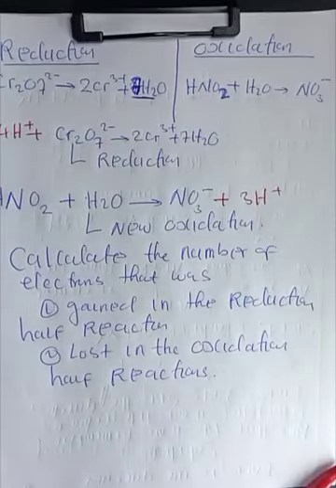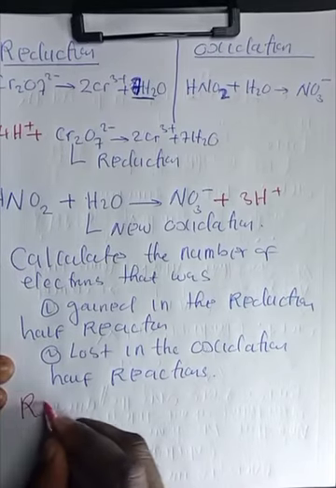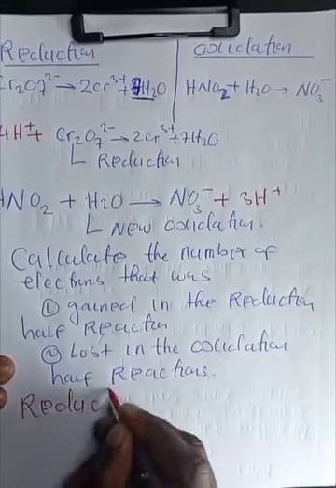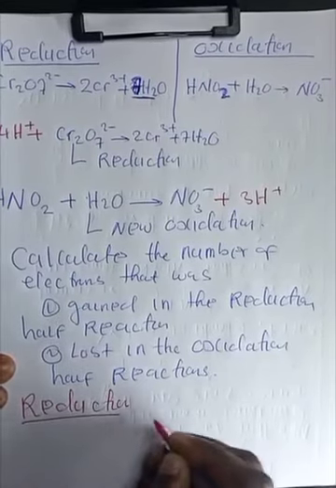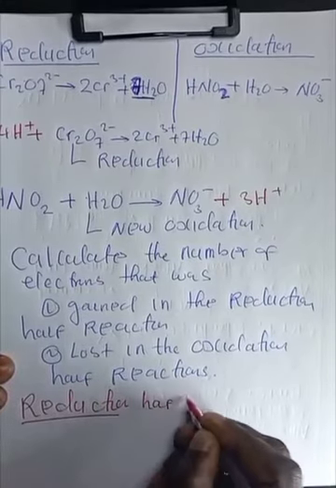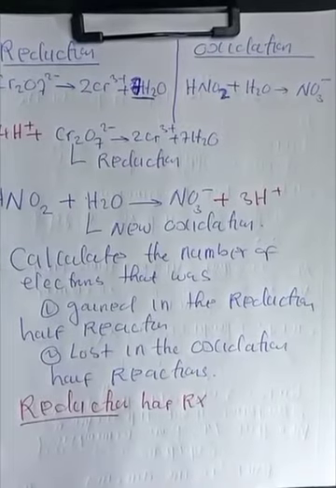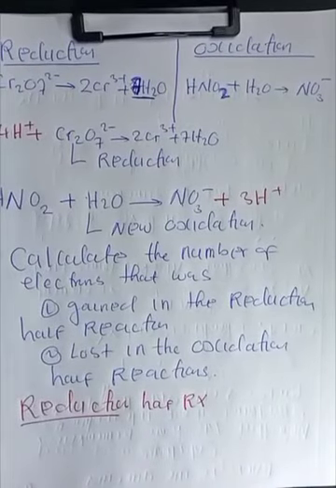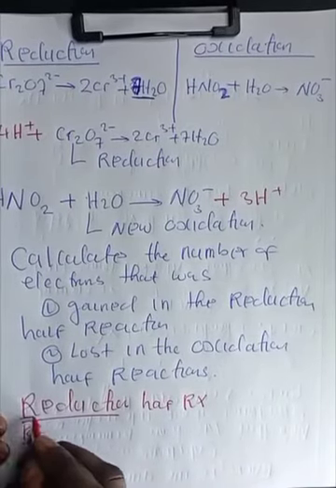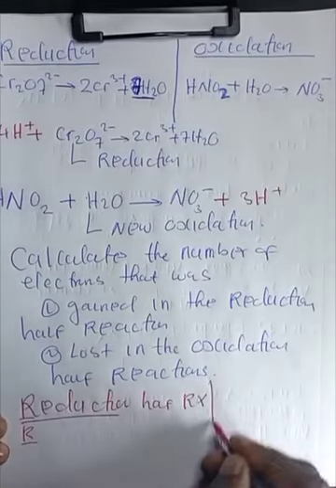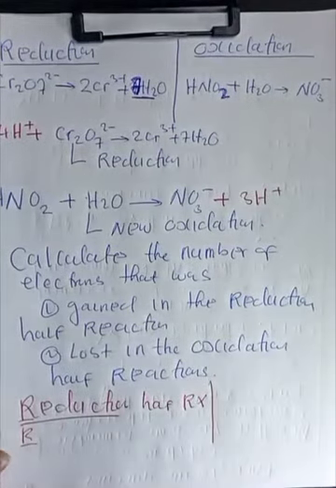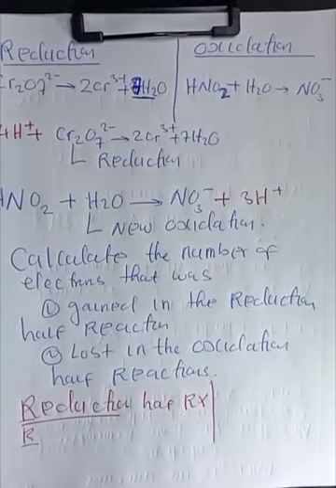So let's now proceed. And remember what I told you, that for the reduction half reaction, the number of electrons gained, we add them to the reactant side. Then for the oxidation, it's to the product side. So for the other one it is so simple. So let's proceed. Any question?